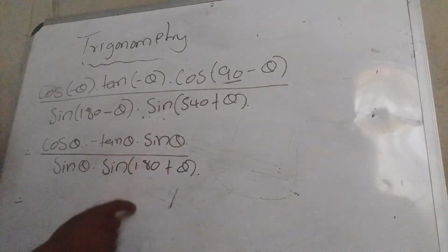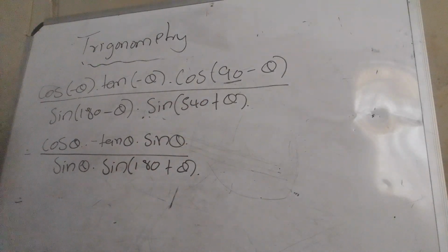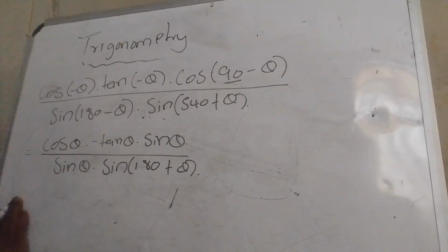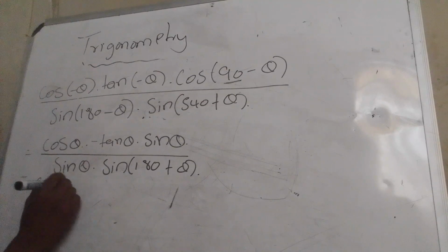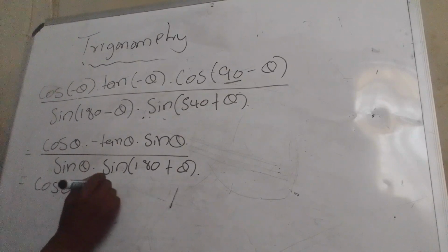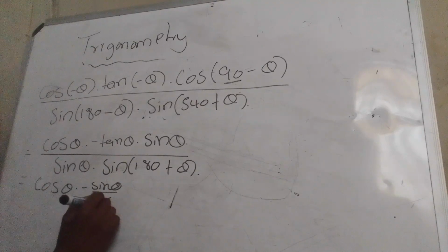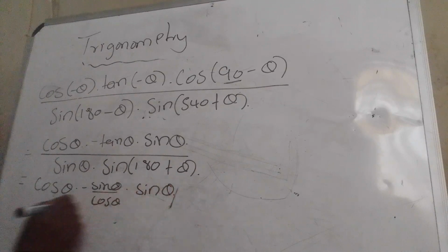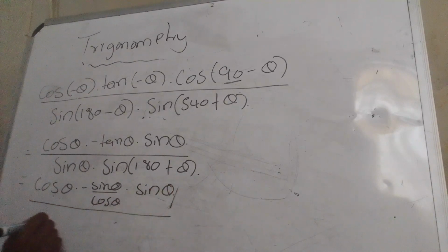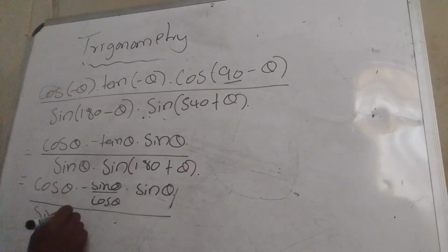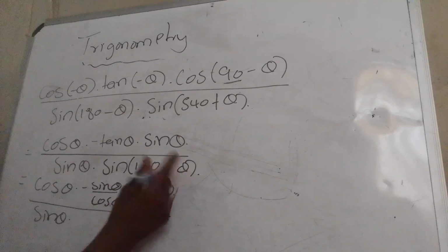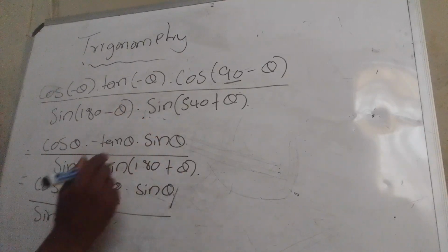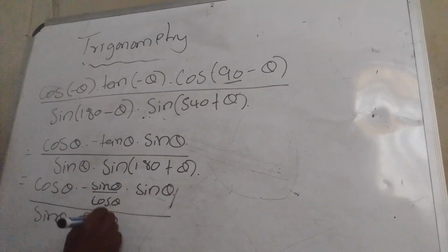So 540 minus 360 is going to give us 180. Then second step, we're going to have cos of theta times negative sine theta over cos of theta. I changed tan theta to its identity. So we have sine theta all over sine theta times sine theta. 180 plus an angle is in which quadrant? It is in the third quadrant. How is sine in the third quadrant? It's negative. So I'm going to have negative sine theta.